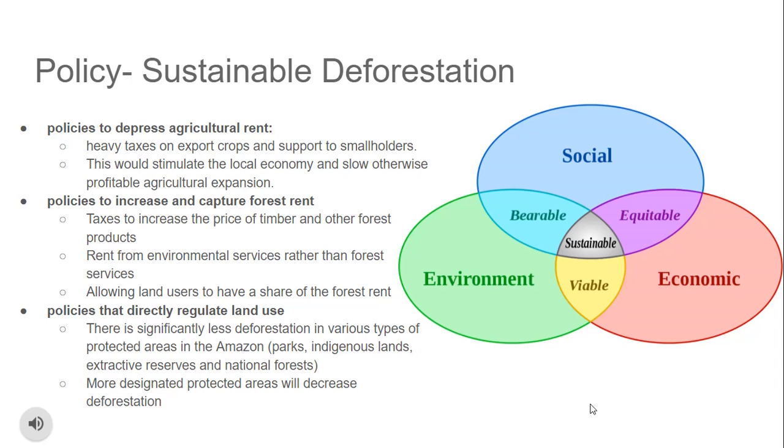Deforestation occurs less in protected areas such as parks, indigenous lands, and national forests. By creating more protected areas, there will be a decrease in deforestation.